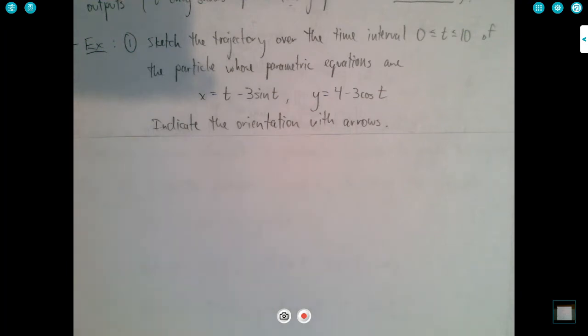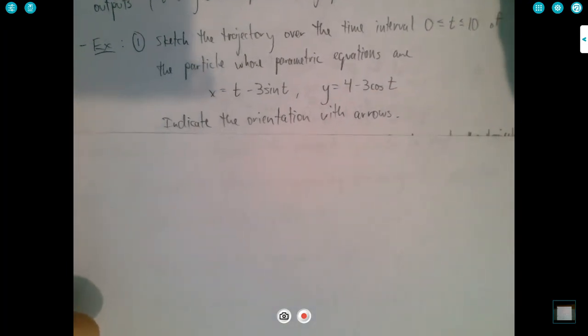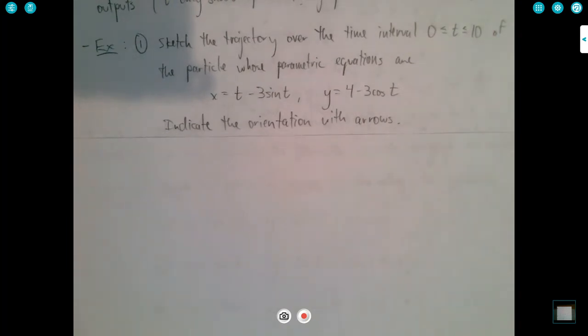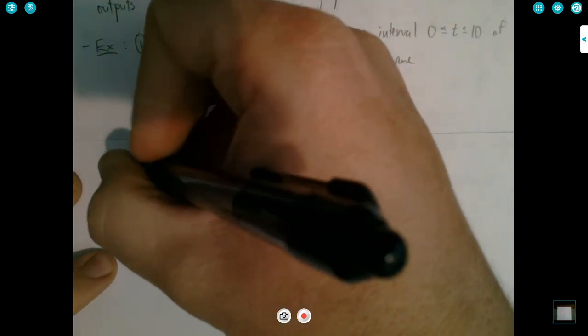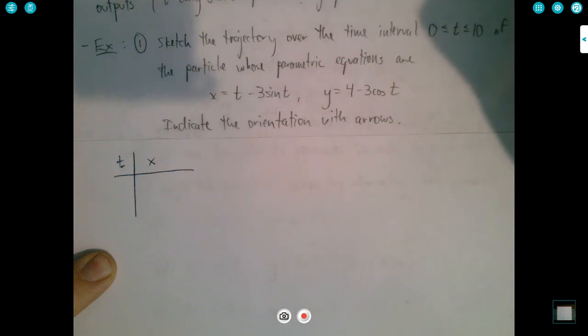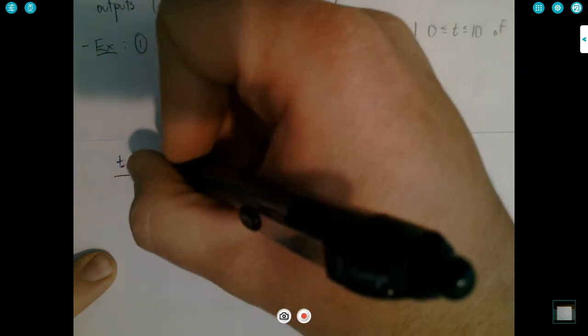For right now, we don't really have any good tools to work with in order to be able to do stuff like this, so we're just going to plot points, and that's fine. So plotting some points, we're going to plug in some values for t, and then we'll get outputs for x and y, right? X is t minus 3 sine t.